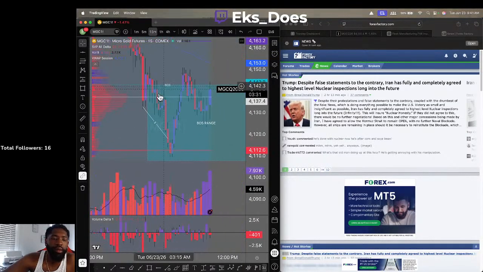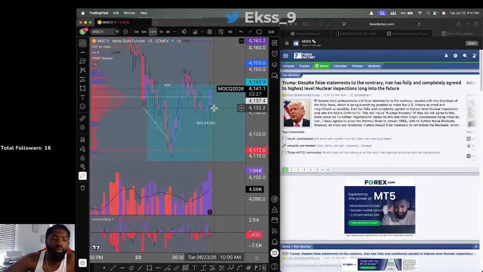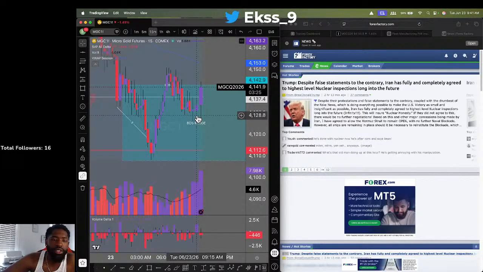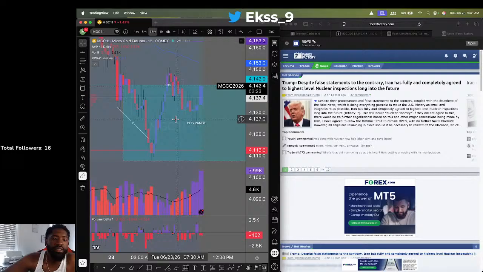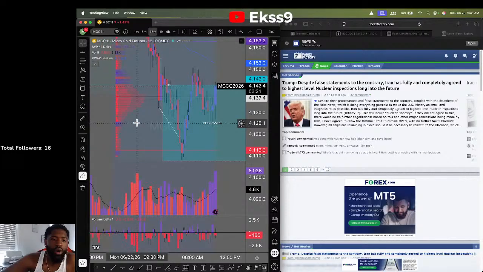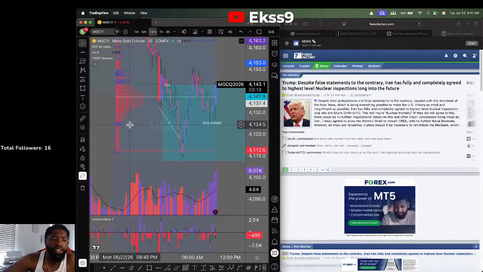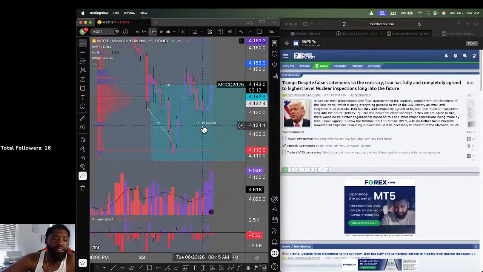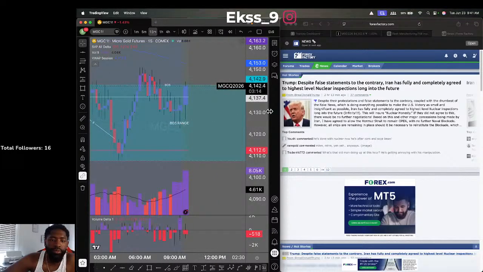So what does that mean? That means that there were a lot of buyers that stepped into the market here. And then now what do we see in real time? We see price come back into this zone where this tool is showing us buyers stepped in. It came back into this zone and is now helping push price back up.